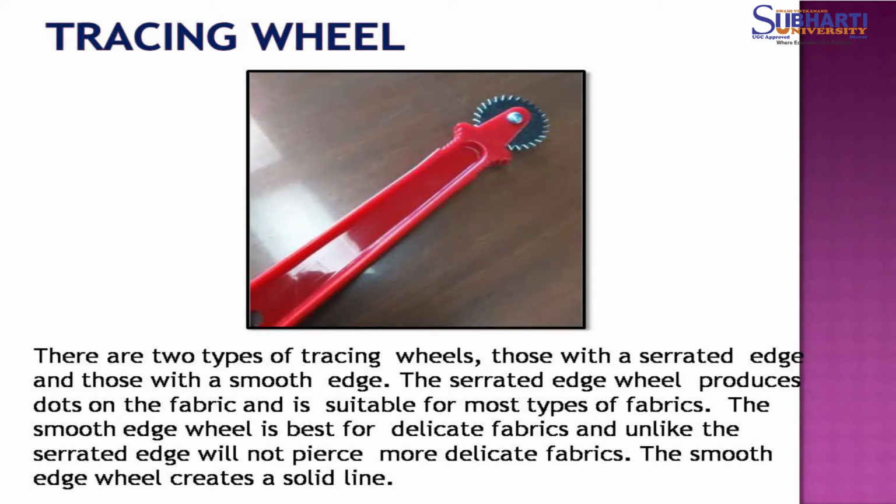When we are using some sheer fabric or very delicate fabric like silk, then we can't use a serrated edge because it can tear the fabric. So we have to use a soft, smooth edge tracing wheel. The serrated edge wheel produces dots on the fabric on both sides. The smooth edge wheel is best for delicate fabrics, as I have said, and unlike the serrated edge will not pierce more delicate fabrics. The smooth edge wheel creates a solid line.